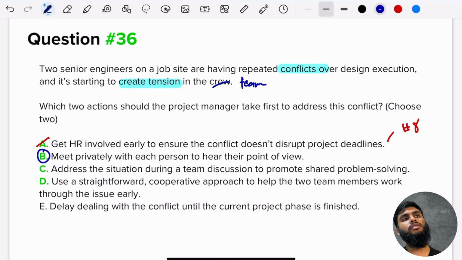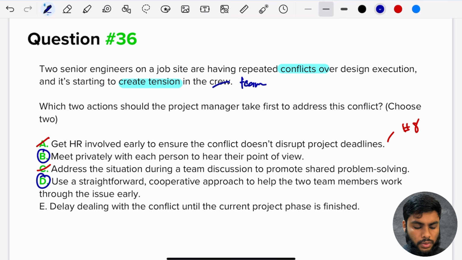But what happens? Let's say two people are having a conflict and you bring up the situation in a team meeting full of like 30 people. You are exposing your team members' faults in front of 20 or 30 other people. We don't want to do that. It's going to make them feel bad. It's going to diminish them in front of their colleagues. Use a straightforward cooperative approach to help the two members work through the issue early. Yes, beautiful. So B, you're meeting with them and then you're using a cooperative approach.